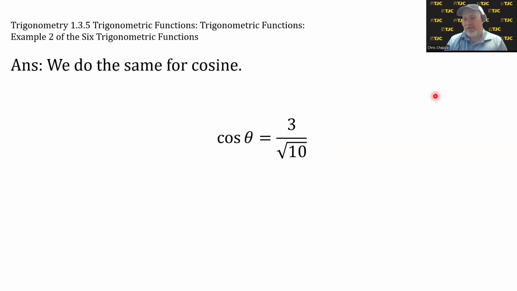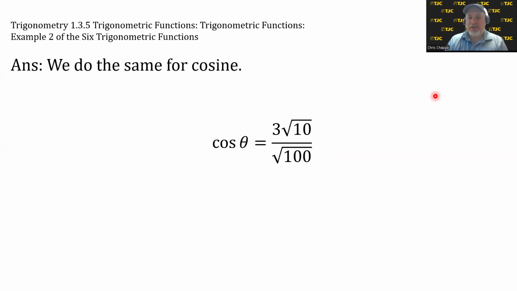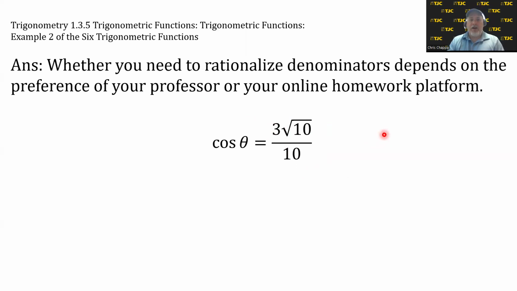And similarly, for cosine of theta equals 3 over the square root of 10, we can rationalize the denominator by multiplying both sides of this fraction by the square root of 10 over the square root of 10. On the top, it would give us 3 times the square root of 10. On the bottom, it would give us the square root of 100, which again is 10. It is worth pointing out that sometimes at this juncture, some more reducing can happen. For example, if this 3 were a 4, it's not, but if it were a 4, then the 4 and the 10 could reduce. All right, now whether or not you need to rationalize denominators depends on the preference of your professor or your online homework platform. So if you're not sure, ask.